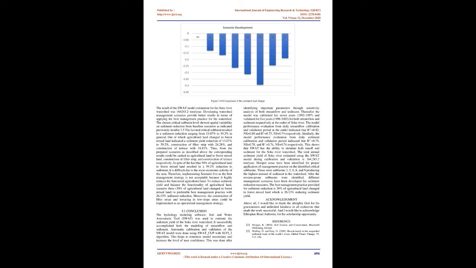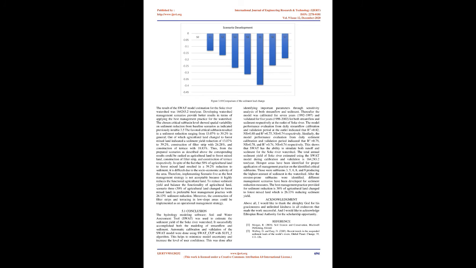The favored critical subbasin resulted in a sediment reduction ranging from 13.07% to 39.2% in general, out of which agricultural land changed to forest mixed land indicated a sediment yield reduction of 13.07% to 39.2%, construction of filter strip 24.28%, and construction of terrace 18.83%. Thus, from the prepared scenarios as described above, the corresponding results could be ranked as agricultural land to forest mixed land, construction of filter strip, and construction of terrace respectively.